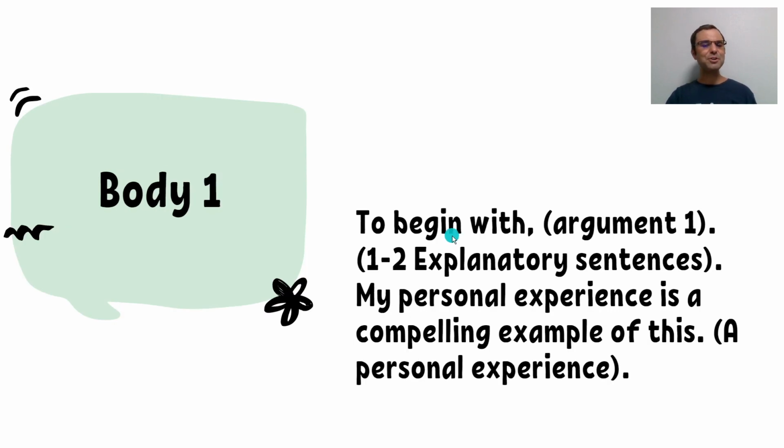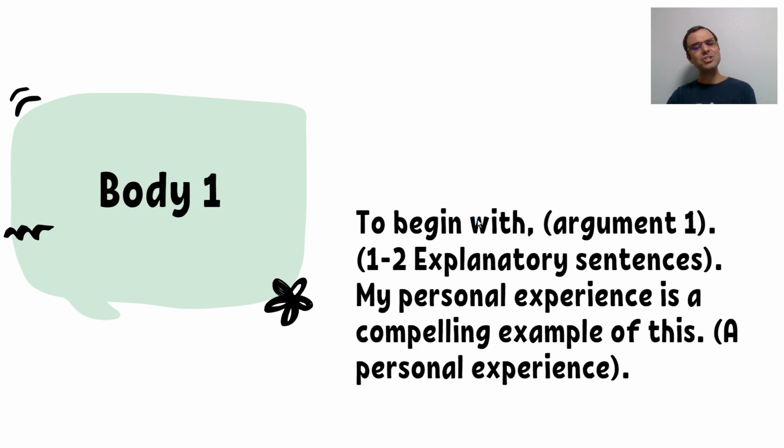All right, next up is your first body paragraph. Start that body paragraph with a transitional phrase like to begin with, and then state your first supporting argument. After that, you should write 1 or 2 explanatory sentences which just go into more detail about your argument. Explain what you mean. After that, a transition. In this case, I wrote, my personal experience is a compelling example of this. And then you're going to write a personal experience that supports your argument. That's going to be 3 or 4 or 5, maybe even 6 sentences long, depending on your ability level.